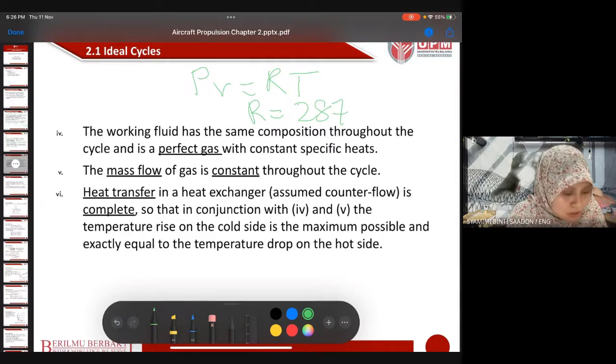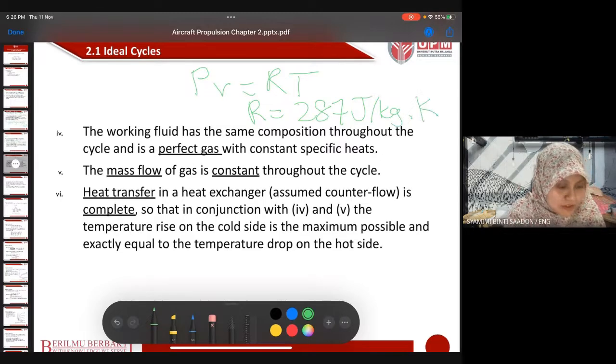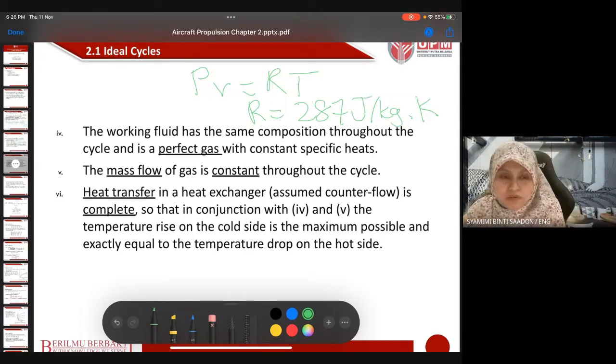This one is in joule per kilogram per Kelvin. So for different gas or different fluid, there is a different value of R. This R, the gas constant, depends on the type of fluid. This is one of the characteristics of the ideal gas or perfect gas, with constant specific heats.